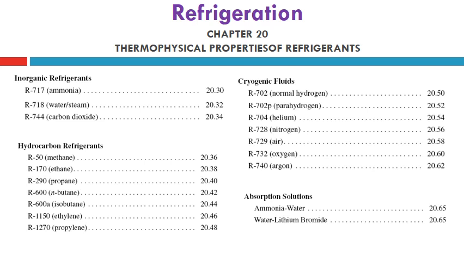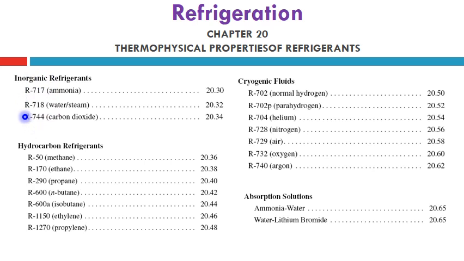This slide continues the table of contents presented at the start of chapter 20 of ASHRAE, thermophysical properties of refrigerants, but presenting the different types rather than the halocarbon refrigerants, such as inorganic refrigerants, such as R717 ammonia, R718 water and steam, with the same chemical composition H2O, and finally R744 carbon dioxide.